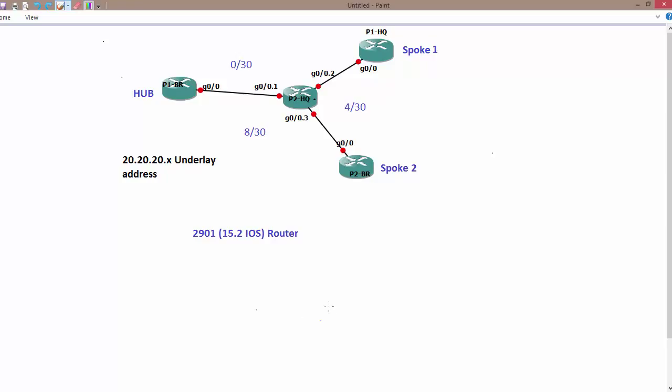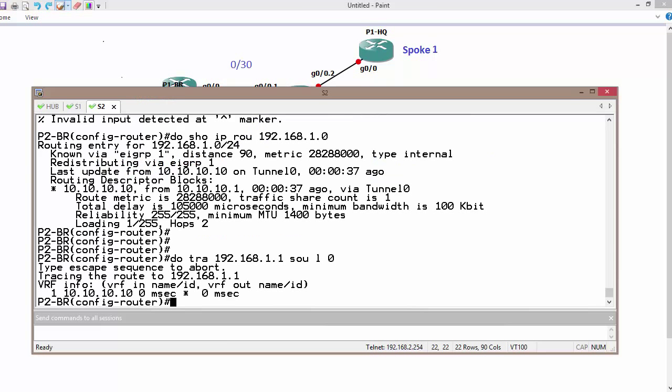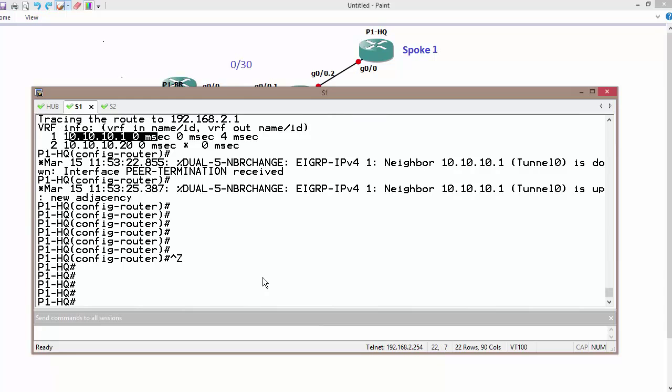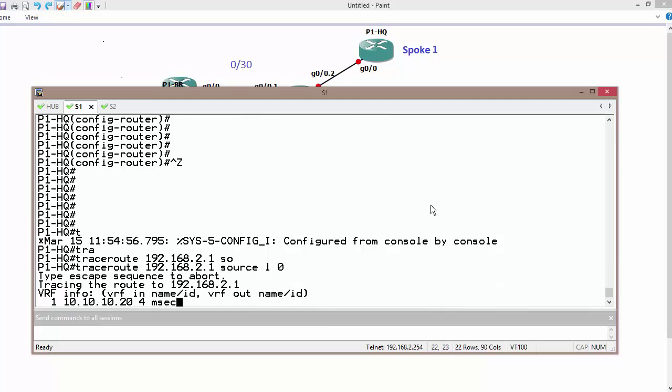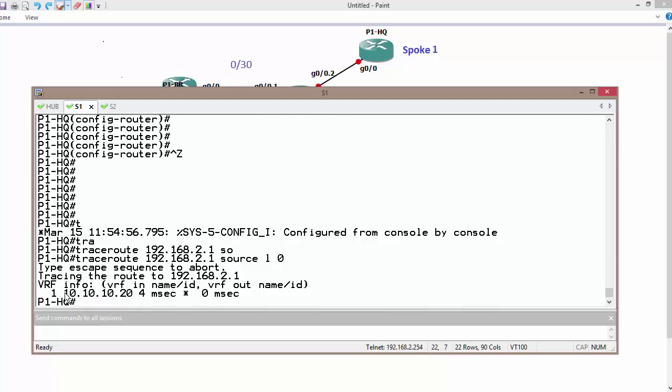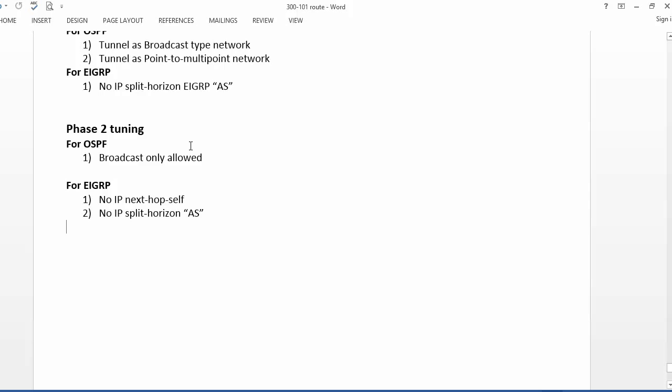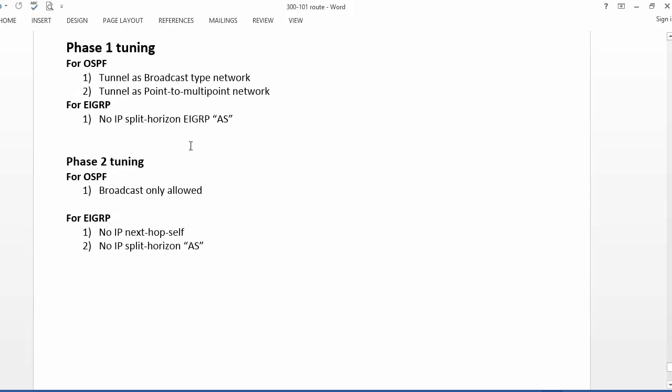In the upcoming section, we're going to discuss phase 3. Before going, I would like to show you again, if I want to reach network 2.0 connected to spoke 2 using my source loopback 0, you can see spoke to spoke communication is allowed by executing this command. This is something you need to know how to tune also. In the upcoming section, we're going to discuss phase 3. This video is all about this.